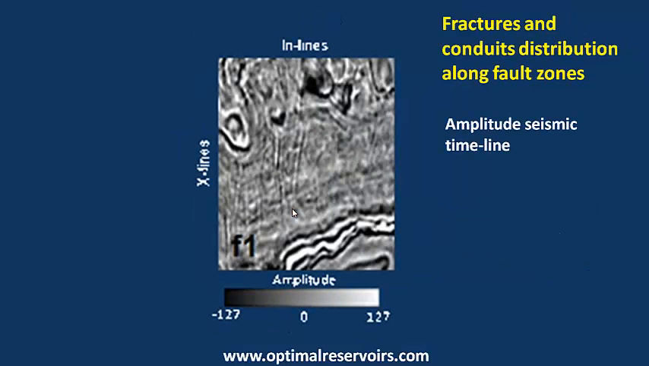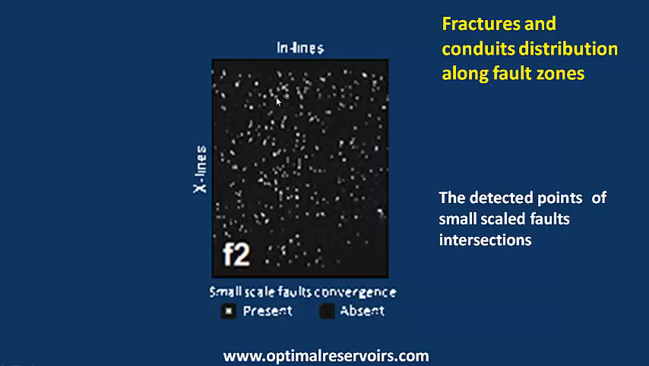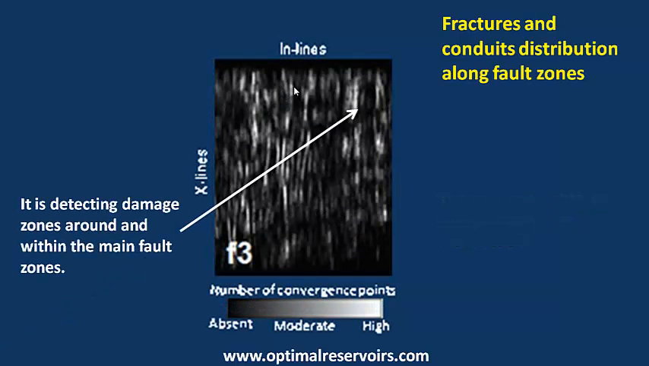Another similar example along small fault zones. This is sedimentary, and the faults are clear here. It's easy to identify, but using these techniques, that's the points of intersected small-scale faults. Using this technique, it is detecting all the damage zone around and within the main fault zone. As you can see, it's all detected.